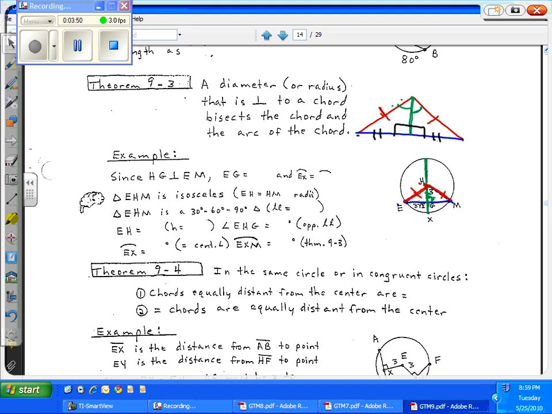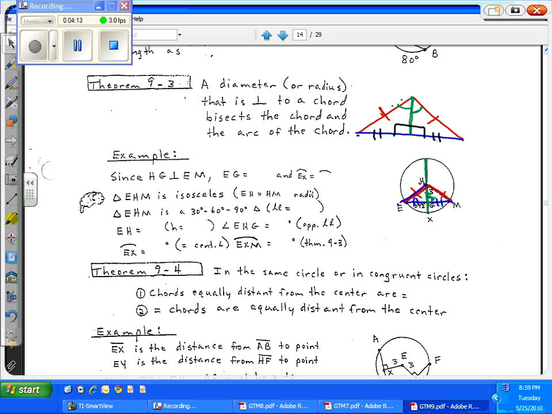Now, what we see marked in the circle down there is the 90 in green and the fact that it's isosceles in red. We have 2 out of those 4 things, so we can automatically conclude that the other 2 are true. One of those conclusions is that the chord was bisected. This little piece equals this little piece.